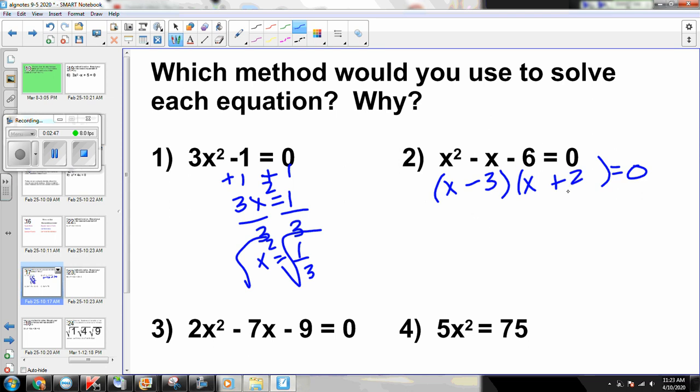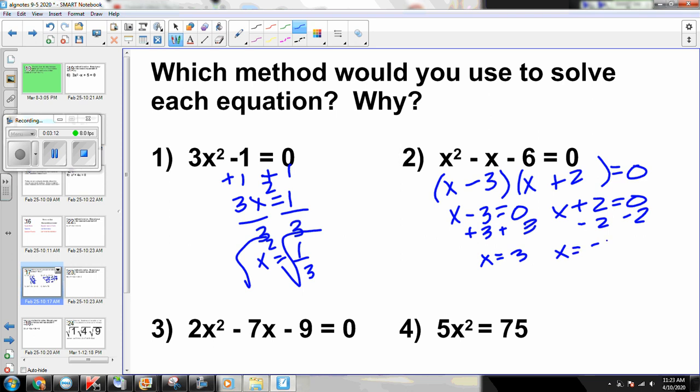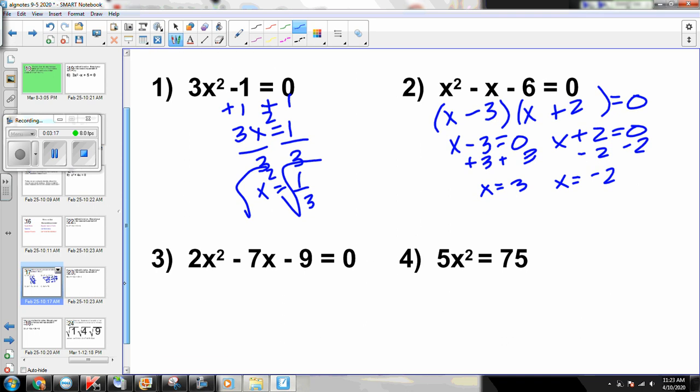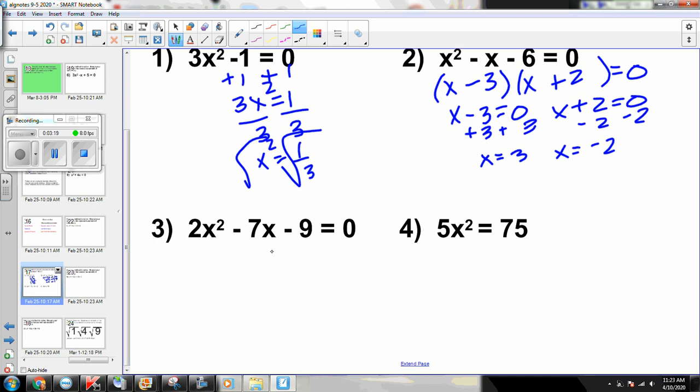Outside would give me 2x. Inside, when I do FOIL, would give me negative 3x. That would add to a negative x. So I can get this one to factor. And then from there, what I would do is set x minus 3 equal to 0, x plus 2 equal to 0, and solve each equation. So if I solve this one, I would get x equals 3. Here, if I took away 2, I would get x equals negative 2. So factoring is a little faster than the quadratic formula. If you can get it to factor, try factoring.